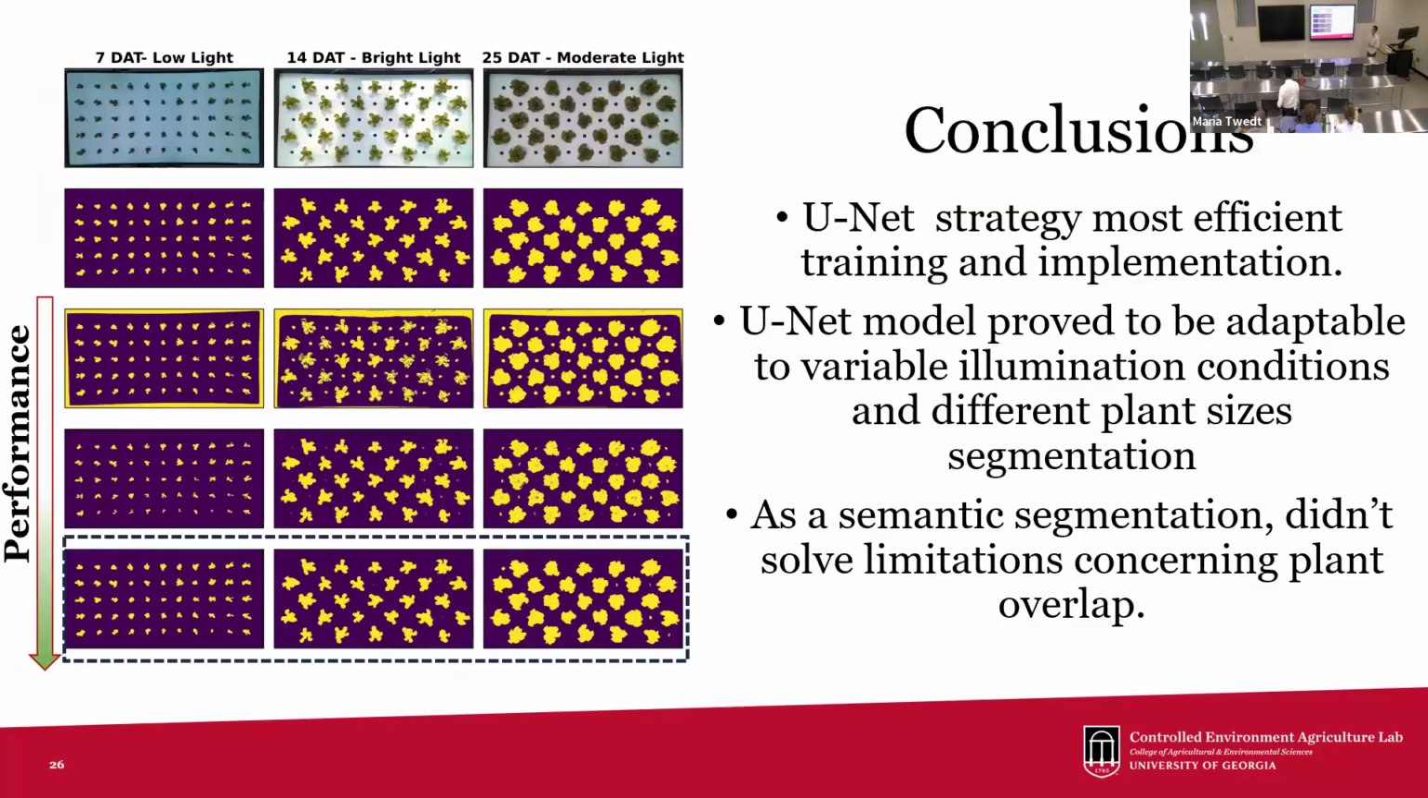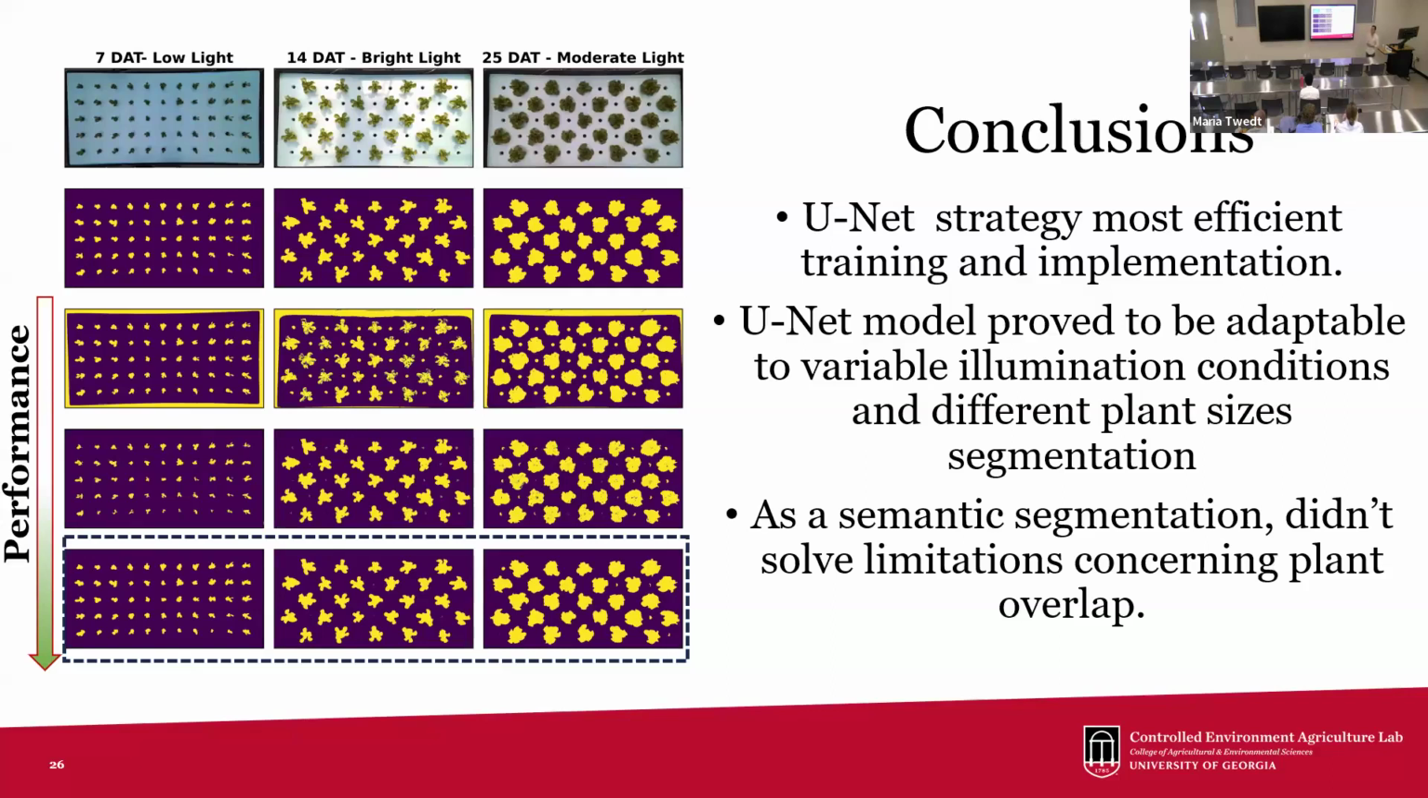Now, the conclusions are pretty clear. The UNet strategy was the most efficient, not just for predicting pixels, but also for the training process. Then, as a semantic segmentation, that was an issue. A semantic segmentation just recognizes what is a plant and what is not. We still have problems with the overlap of plants. Mark already experienced that.